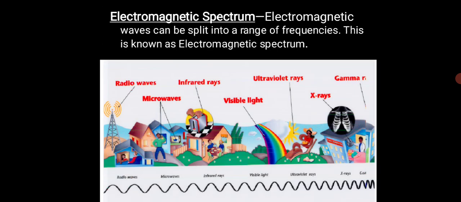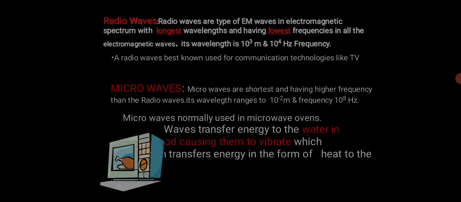Then the next point is the electromagnetic spectrum. Electromagnetic waves can be split up into a range of frequencies. This is known as the electromagnetic spectrum. So the smallest frequencies are for radio waves and the largest frequencies for gamma rays. Now with respect to that, if the frequency is smaller, the wavelength will be larger. So larger wavelength for radio waves and smaller wavelength for gamma rays. With respect to that, their applications will be different. Okay, we'll see one by one.